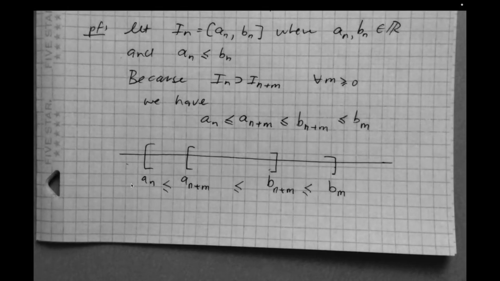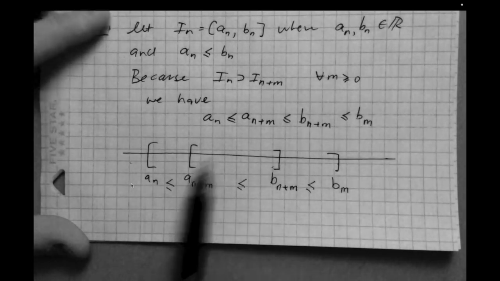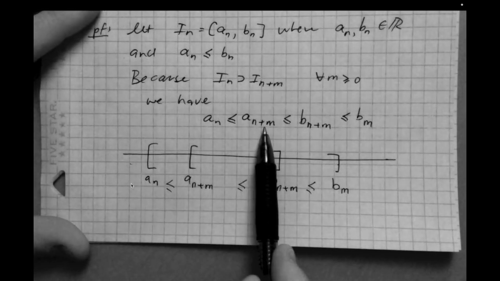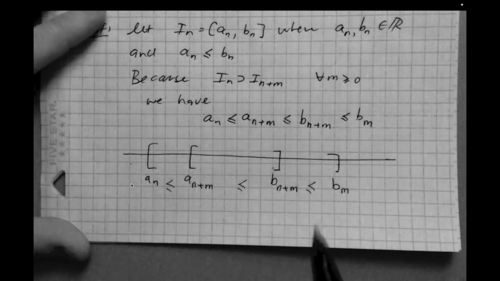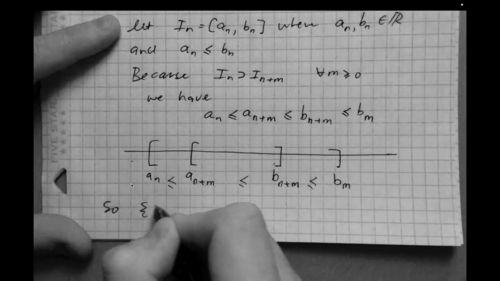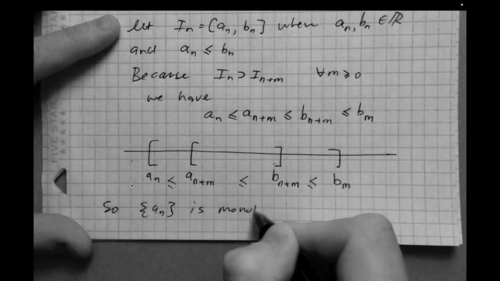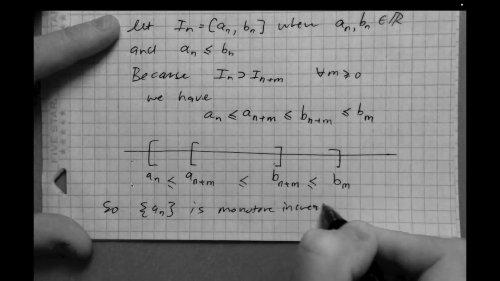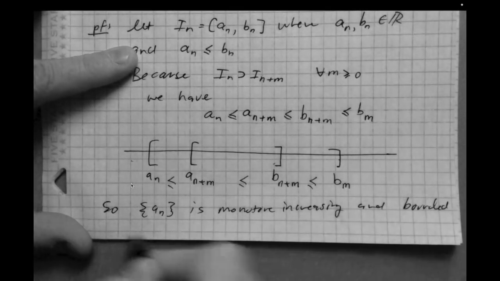Okay, all right, and so what does that mean? Well, m, if you just look at this, m could be 1, so this is basically implying that the A sequence is monotone increasing and bounded above by basically all of these B's. So A sub n is monotone increasing and bounded above.